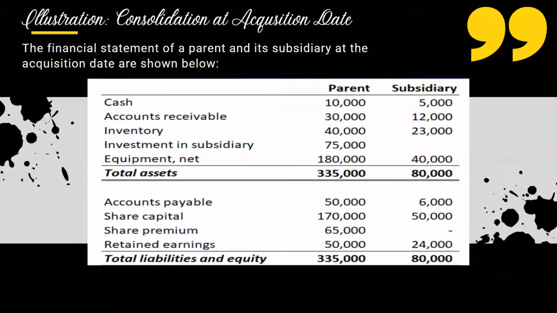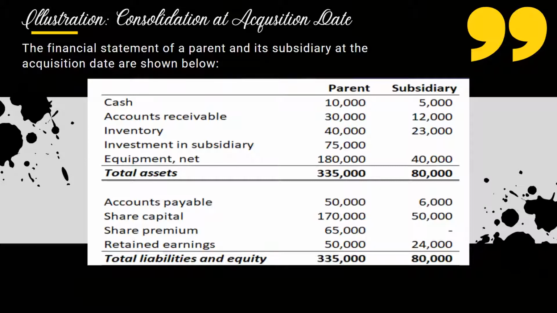So to further understand, we have an illustration for consolidation at acquisition date. The financial statements of a parent and its subsidiary at the acquisition date are shown below. So we have cash of the parent, 10,000, accounts receivable of the parent, 30,000, inventory of 40,000, investment in subsidiary of 75,000, equipment, net, 180,000, a total of 335,000, accounts payable of 50,000, share capital of 170,000, share premium of 65,000, retained earnings of 50,000, and the total liabilities and equity of 335,000.